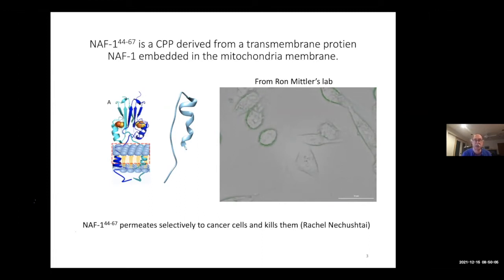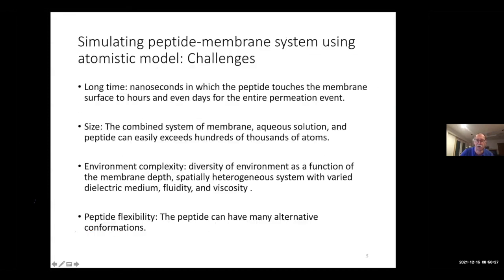And the question that, of course, we are interested in is what brings those particular peptides to the plasma membrane and makes them stay there for a while, and how they eventually initiate the death. So that's the task that we want to address using atomistic simulation.